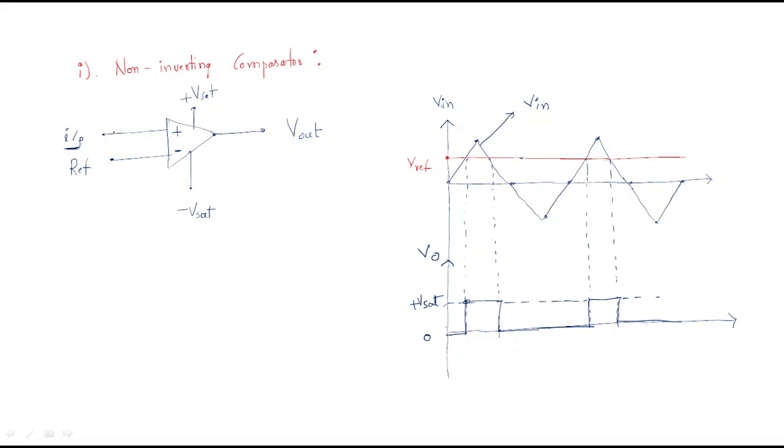A simple thing: input will be positive, it should be high; reference will be negative, it should be low. At that time it will generate a digital signal. A digital signal means high value, low value, high value, low value.